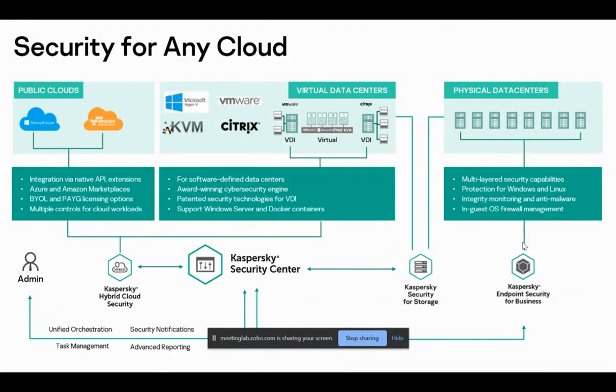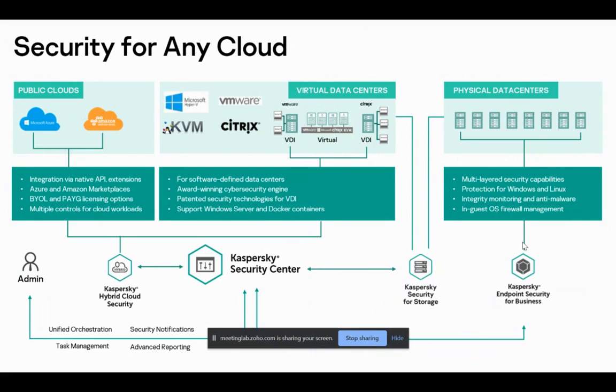So to summarize, Kaspersky hybrid cloud security is security for any cloud, that is public cloud, virtual data centers, and physical data centers as well. For public clouds, we have integration with native APIs. You can deploy it even from the marketplace. You have BYOL and pay as you go approach. For software defined data centers, we have our agentless and light agent technology. We have patented security technologies for VDI, for containers.